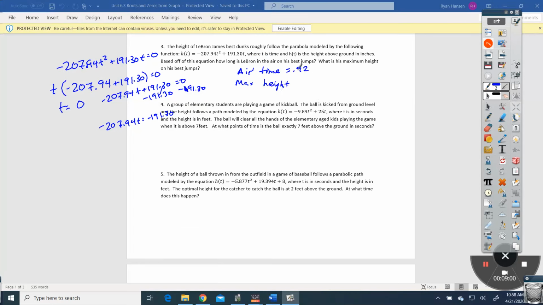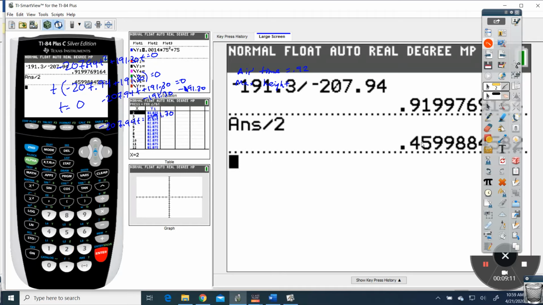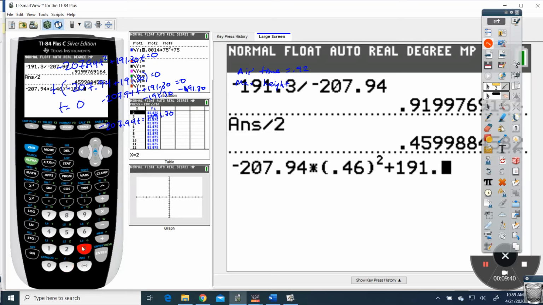His maximum height is going to be right when that's split in half. So if I take that value and divide that by 2, that's the time of the maximum value. So at 0.46, that's the time when he's at his maximum height. So if I write it into this original equation, negative 207.94 times 0.46 squared plus 191.3 times 0.46.